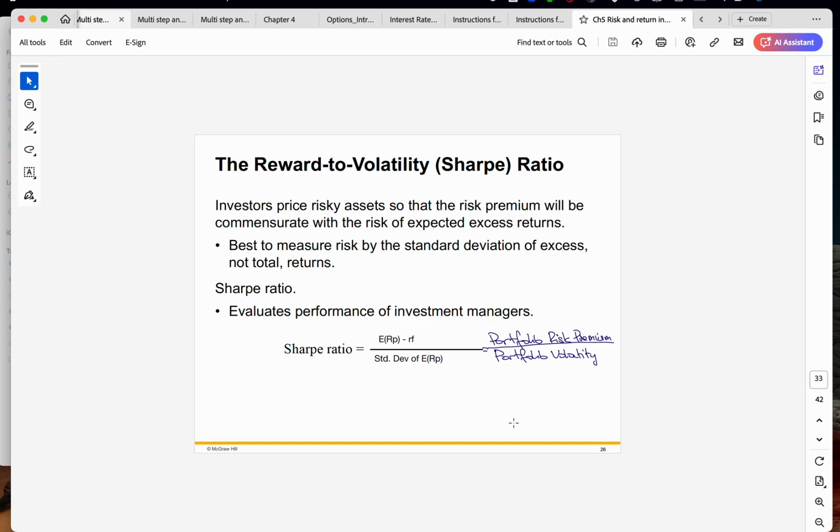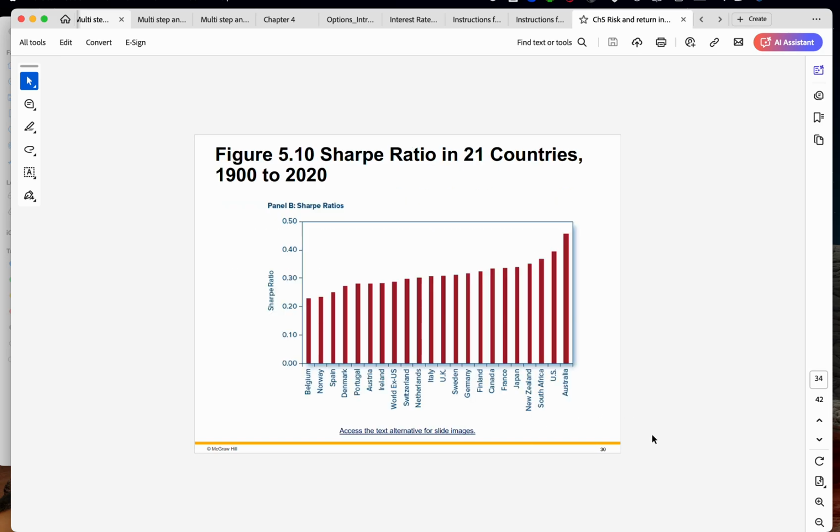This is specifically used for well-diversified portfolios. It's less useful and less appropriate for individual stocks, even though I have seen some people use it as well. It's not exactly correct because we know that there's a lot of idiosyncratic risk in individual stocks that should be diversified away, and in a well-diversified portfolio, that idiosyncratic risk is going to be minimized.